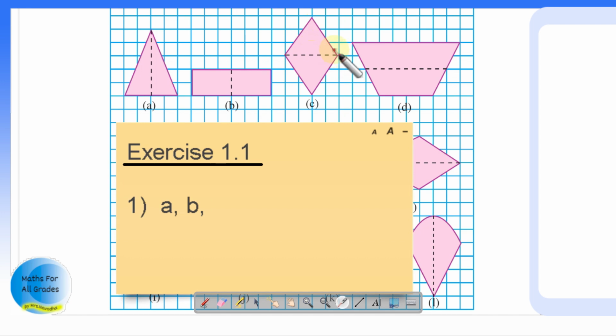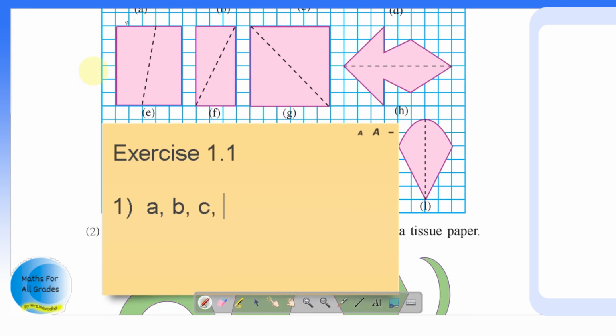Okay, next figure. 1, 2, 3. 1, 2, 3. So it's 3 squares away starting from this line on either side. That means it's also symmetrical. Here you can easily recognize this is not a symmetrical figure because of the size difference in the two sides. So D is not symmetrical. What about E?